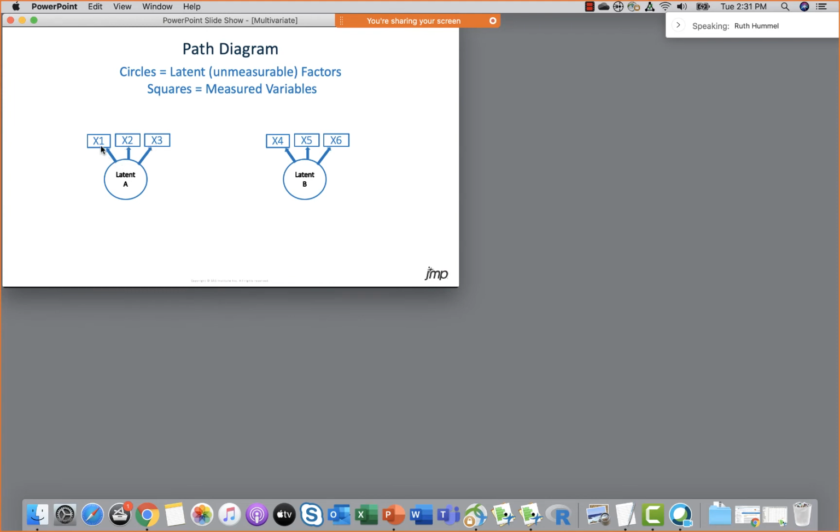And we get these arrows. This is why we call it a path diagram, because we show these paths in these diagrams. The arrows are saying that the latent construct, like latent construct A, or maybe intelligence, is hiding in the background and it's influencing your answers on your IQ tests or your different pieces of your IQ test. That's why we draw these directional arrows from the latent construct to the measured variable.